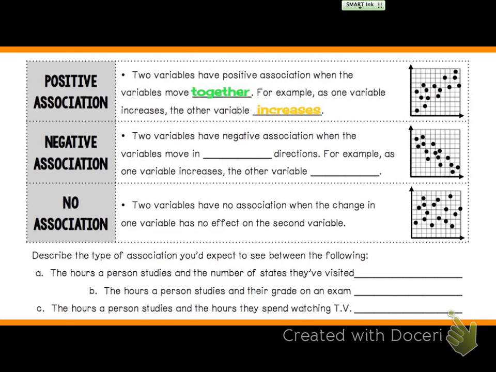So for a negative association, as you see, as your X is increasing, your Y is decreasing. So two variables have a negative association when the variables move in opposite directions. For example, as one variable increases, the other variable decreases.